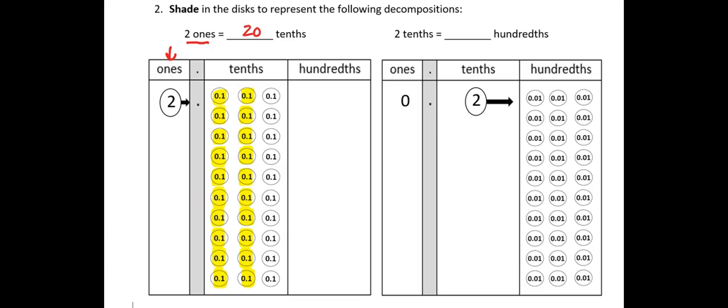Now going across, instead of having 2 ones, I have 2 tenths. And now I'm going to decompose those into hundredths. It takes 10 hundredths to make 1/10. So again, I'll start by shading in 10 of the discs to show 1/10. This shows us that 10 hundredths represents 1/10. Now I will shade in another 10 discs to represent the other 10th. In all, I have 20 of the discs shaded in. That tells us that 2/10 is the same thing as 20 hundredths.